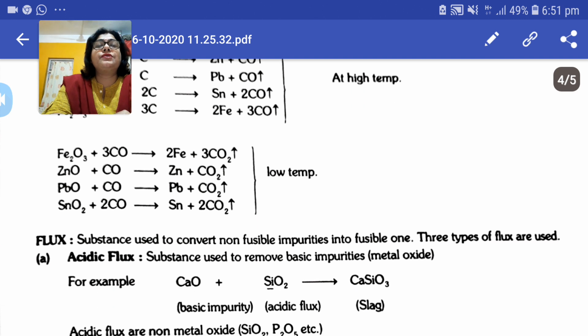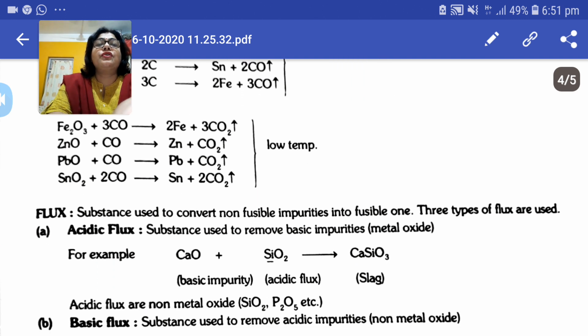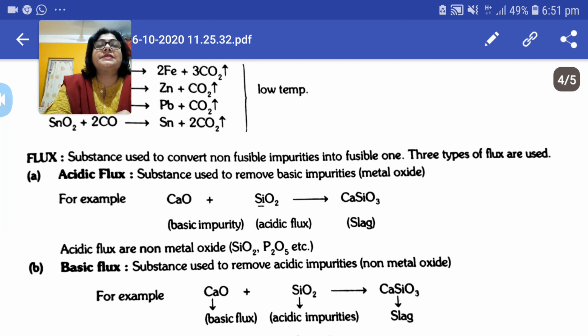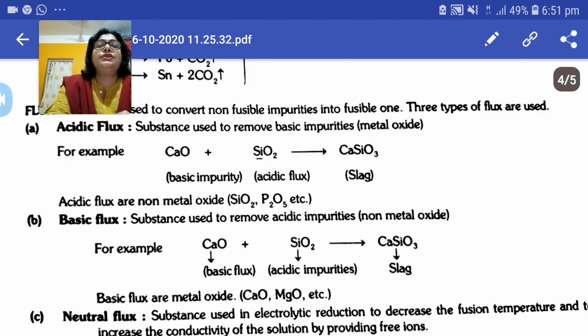Now sometimes during the smelting process, we also have impurities. The metallic oxides have impurities with them. So what is done? Flux is added. The acidic flux or the basic flux is added so that the impurities are separated out in the form of slag. So what are these fluxes actually? Fluxes are substances which are used to convert non-fusible impurities into fusible ones. Three types of flux are used: acidic flux, basic flux and neutral flux.